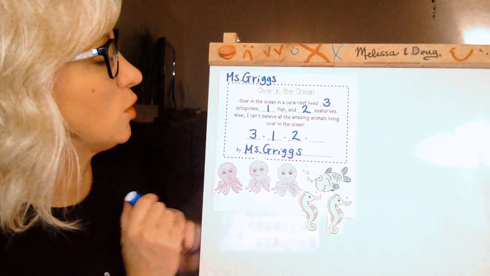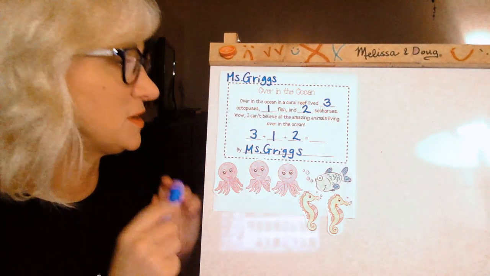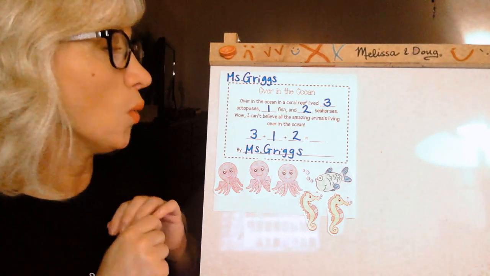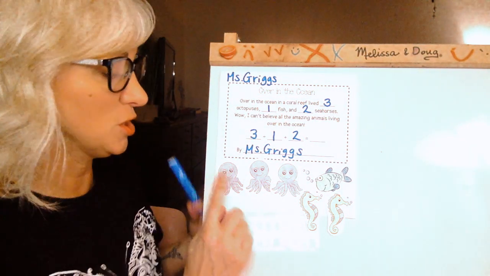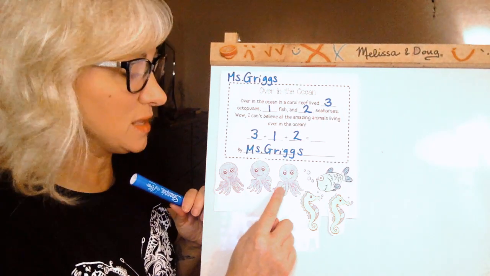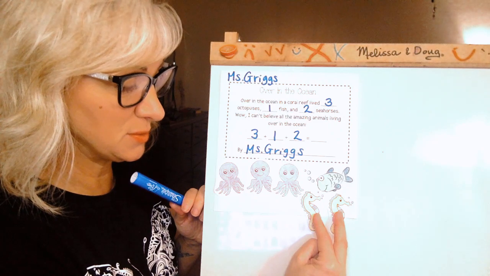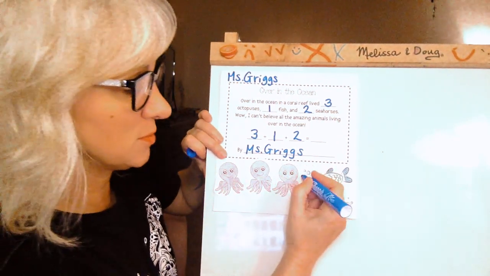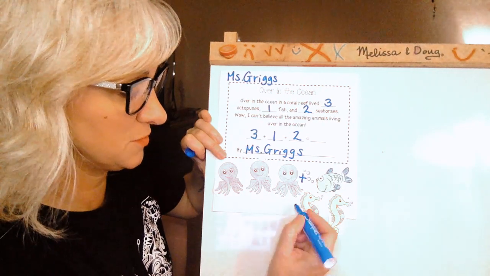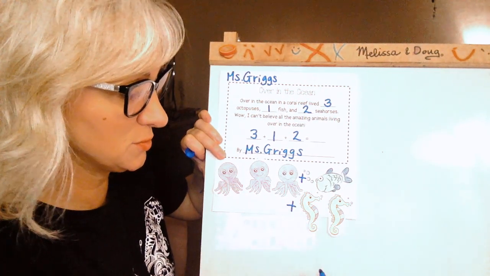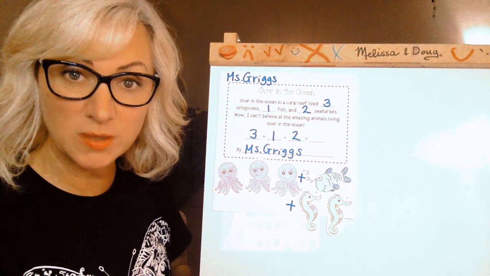Okay, so let me read it again. Over in the ocean in a coral reef lived 3 octopuses, 1 fish, and 2 seahorses. Wow, I can't believe all the amazing animals living over in the ocean. So I have 3 plus 1 plus 2. So I'm going to put my pluses in between. 3 octopuses plus 1 fish plus 2 seahorses equals, well, there's a couple of ways we could do this.